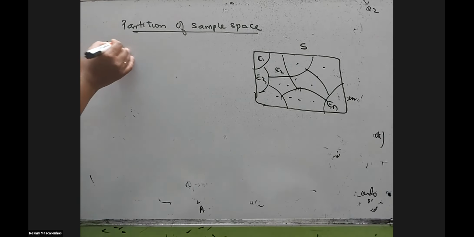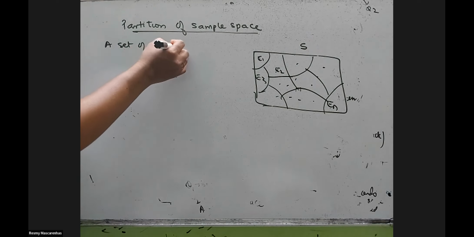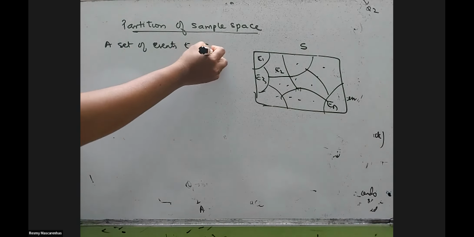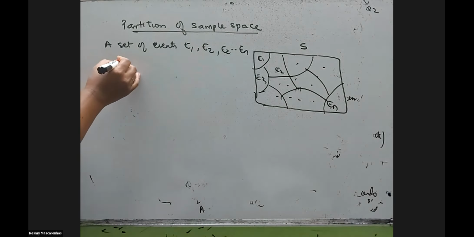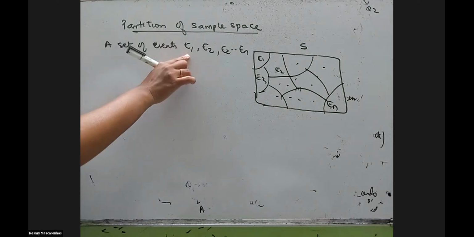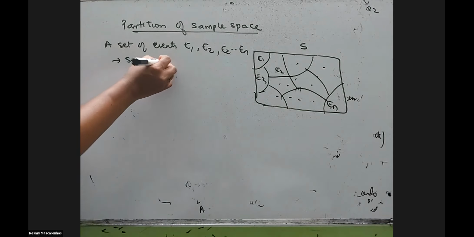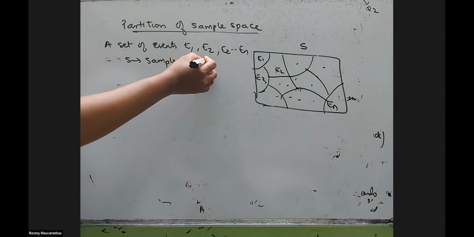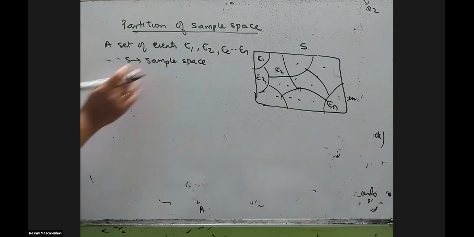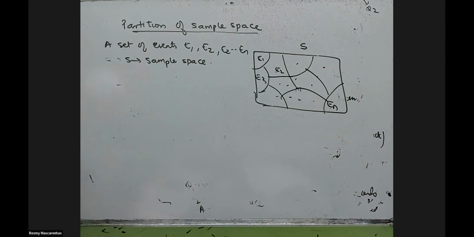A set of events E1, E2, E3 up till En. These are the events. S is the sample space. Now what is the relation? You have to make sure each event is not dependent on the other one.